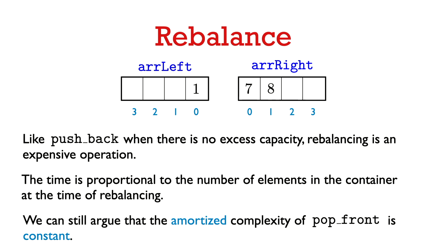Rebalancing is similar to when we doubled the size of a fixed size array in our implementation of a resizable array. So when we doubled the size, we had to copy all the elements over. It's an expensive operation, right? The time it takes is proportional to the number of elements in the array. But we can again argue that this rebalancing operation does not happen too often, so that the average time of pop front averaged over any sequence of push and pop operations will be constant. In other words, we can argue that the amortized complexity of pop front is constant. Of course, the same thing is true for pop back, but for this example, I'm just going to focus on pop front.